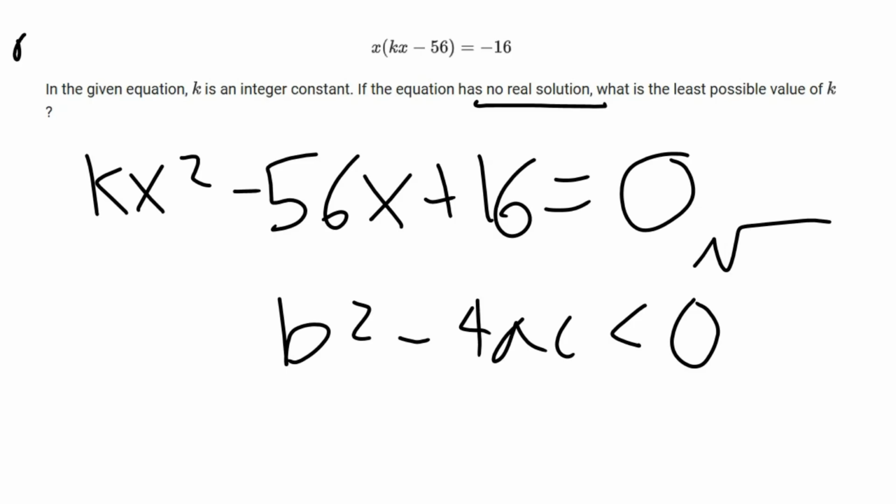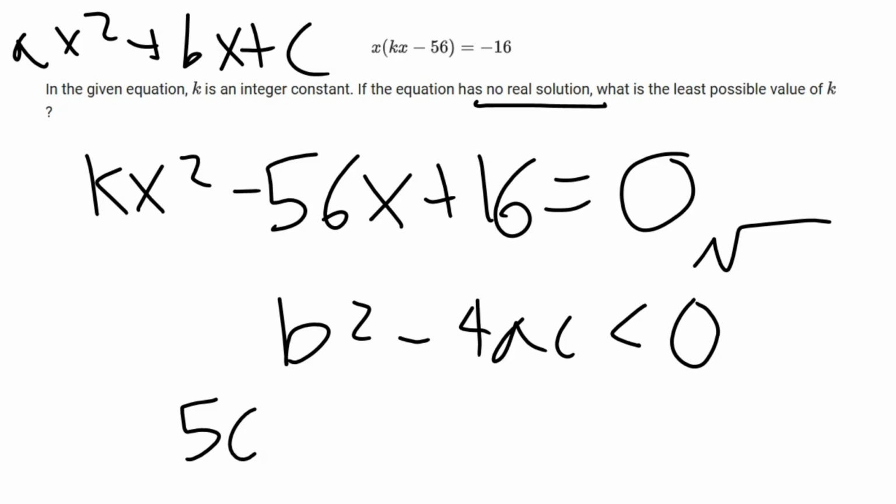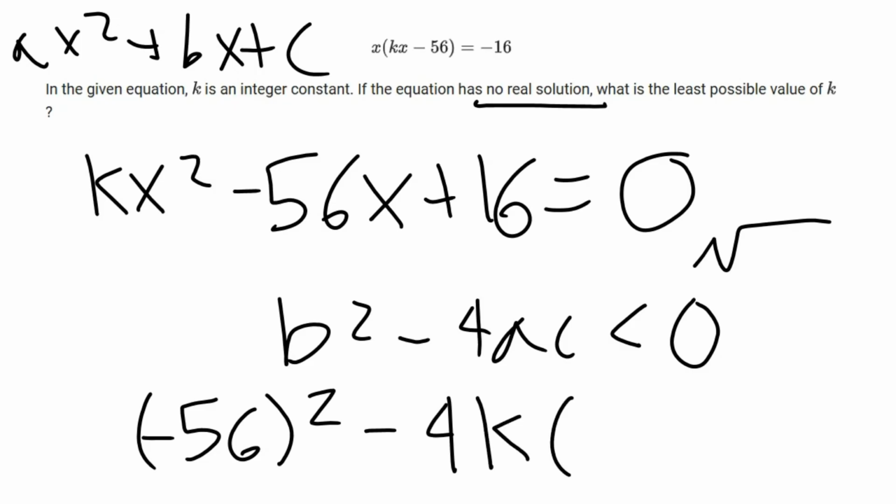And again, going back to our original formula, along these lines, we can find the values of a, b, and c. So we have 56 squared, or negative 56 squared, minus 4k times 16. And this is where I'd plug this into Desmos and see when it is equal to 0. And after that, we can figure out what's less than 0. So let's go and plug that into Desmos now.